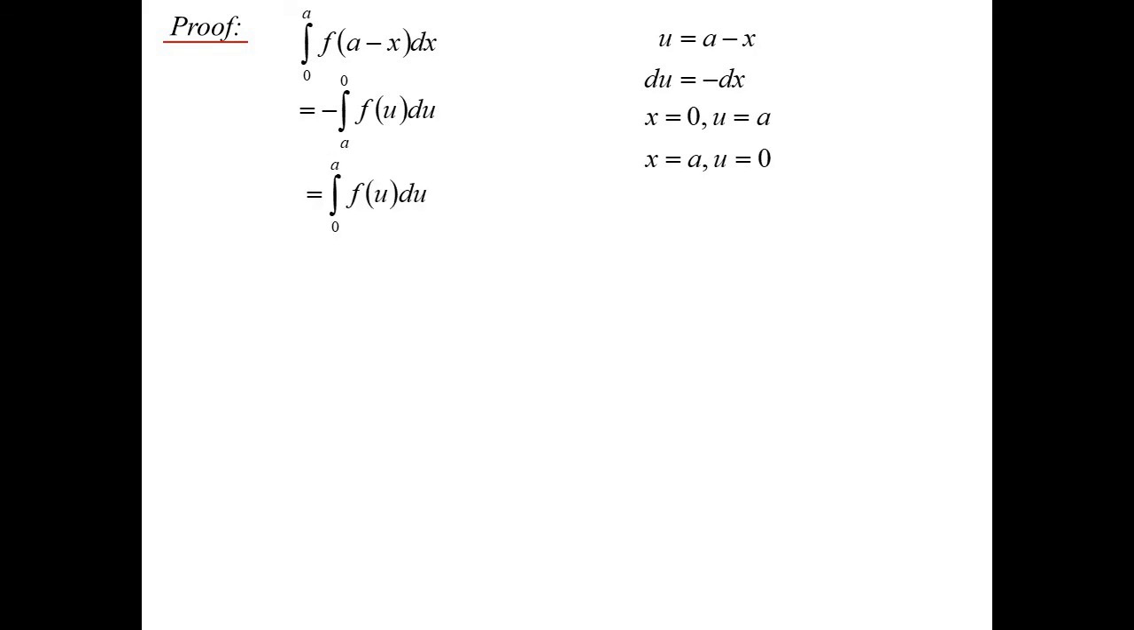Here's a proof, other than using the picture. So 0 to a of function a minus x. I'll do a substitution, u equals a minus x. So du is minus dx. Fix up my limits, and I end up with minus the integral of function u du going from a to 0. But I can swap the limits around, and because it's a definite integral, it actually doesn't matter what my pronumeral is. So that would be the same as 0 to a of function x dx.